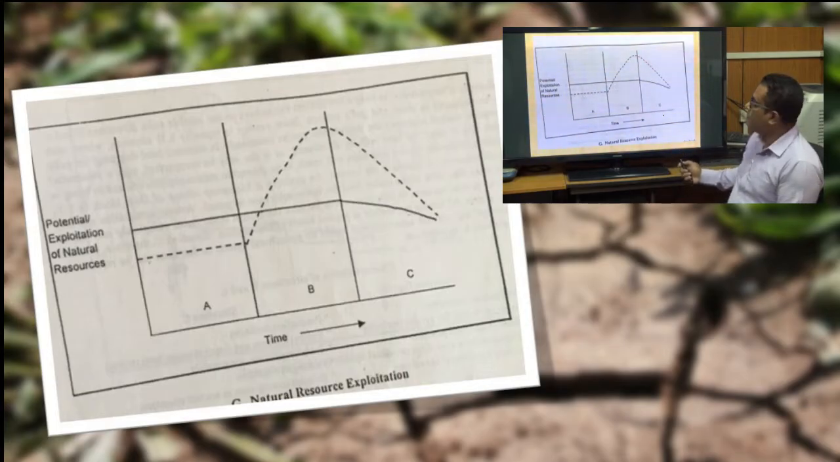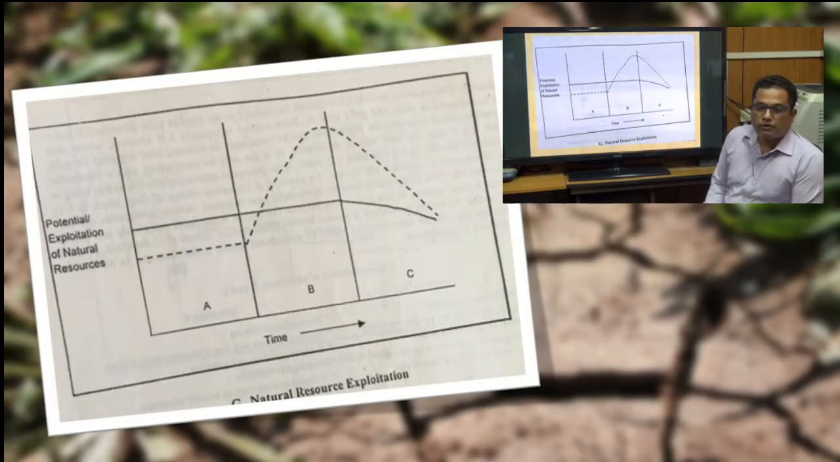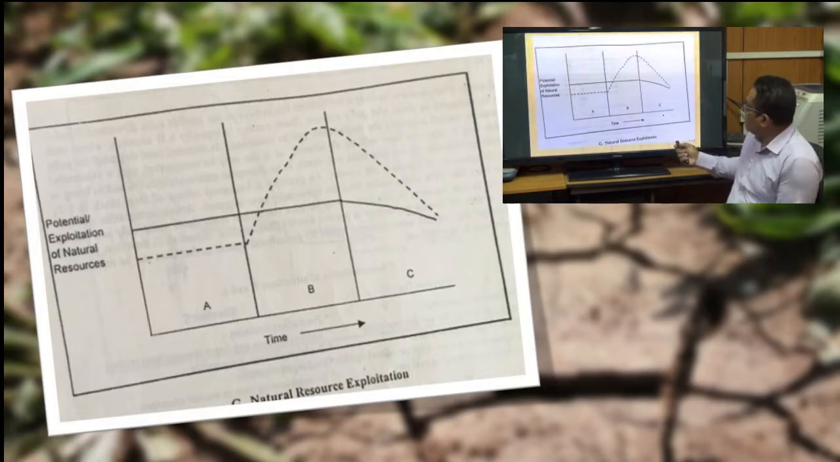Why did it decrease? Because the potential is also decreasing, and it reaches a stage when it is much lower than the initial potential, and the exploitation is also much lower. Why? Because there is nothing much left for exploitation. So this is the system, this is the time horizon that we are living in.